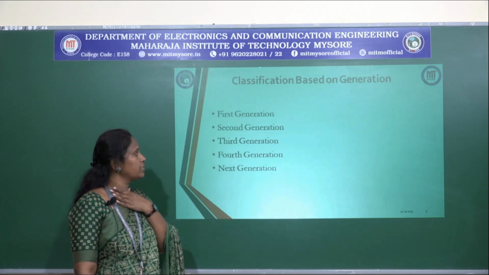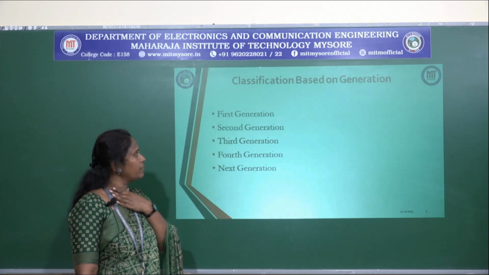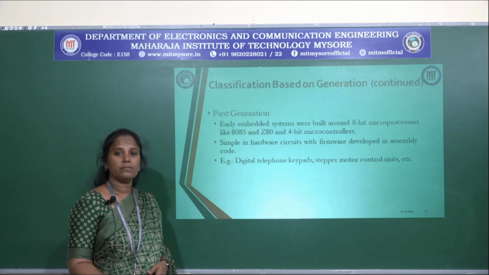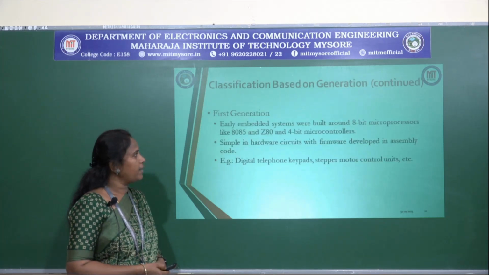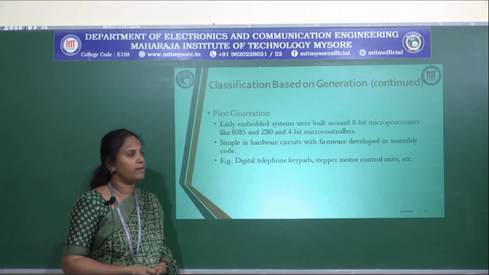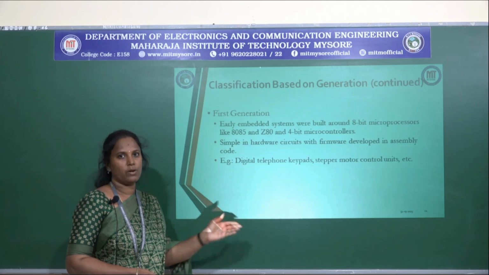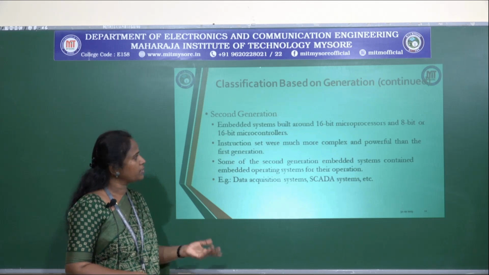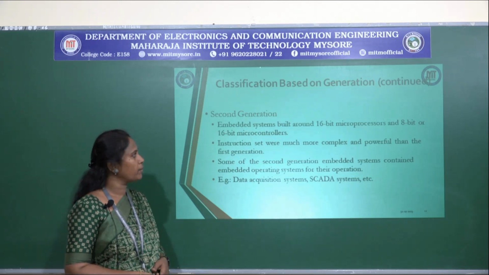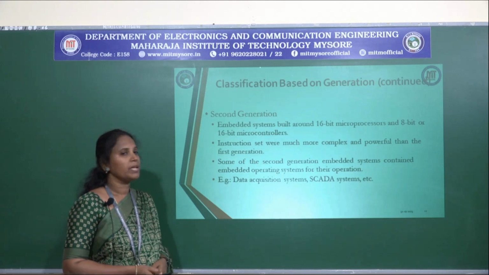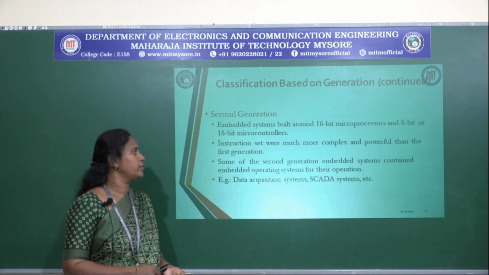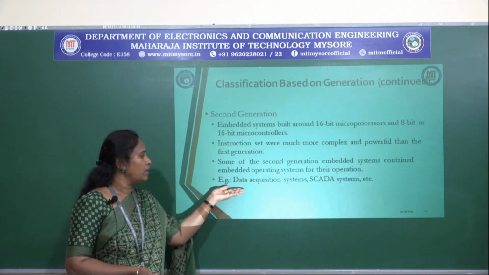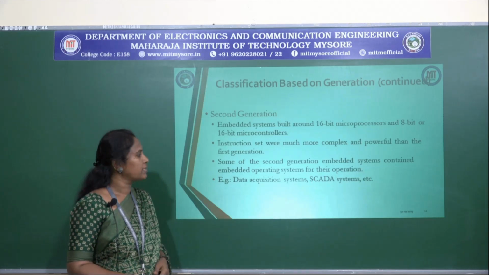Now in our first generation, we have only 8-bit and 4-bit microcontrollers, as well as simple hardware and firmware, which came into existence in the first generation. Coming to the second generation, we have 16-bit microprocessors and 16-bit microcontrollers, the complexity further increased, and the systems implemented were data acquisition systems as well as SCADA systems.